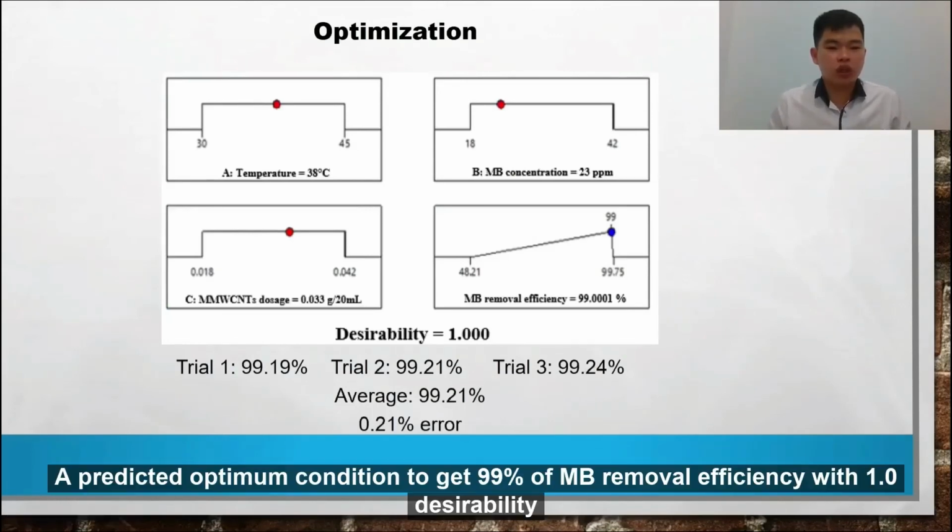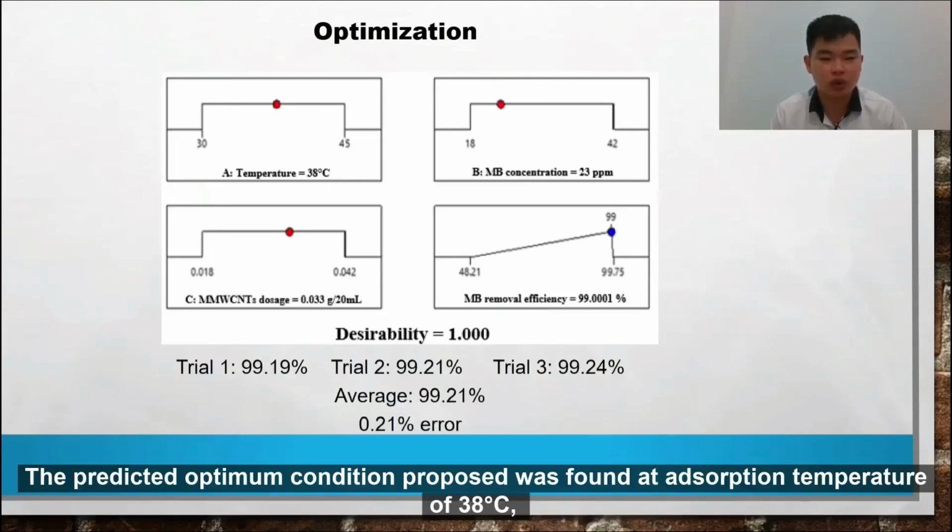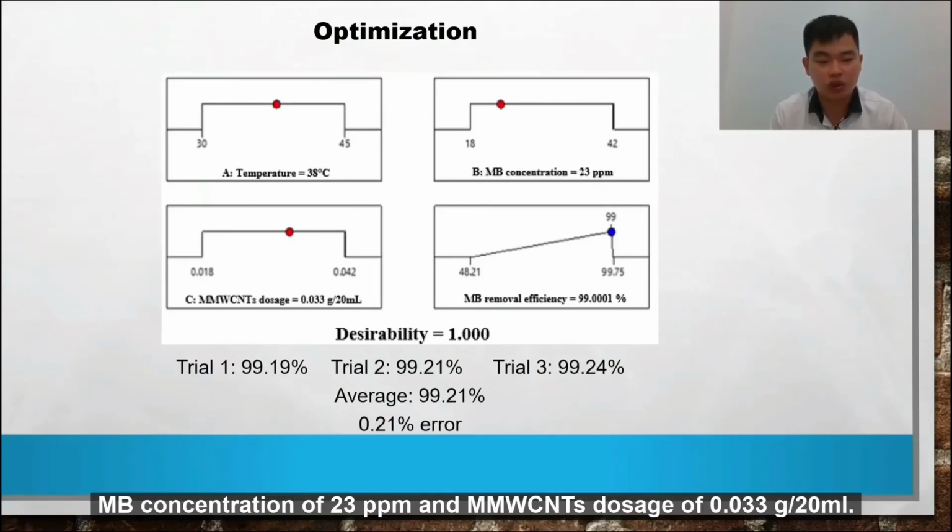A predicted optimum condition to get 99% methylene blue removal efficiency with 1.0 desirability was proposed by using the Design Expert software as shown in the figure. The predicted optimum condition was found at an adsorption temperature of 38 degrees Celsius, methylene blue concentration of 23 ppm, and magnetic multi-wall carbon nanotube dosage of 0.033 gram per 20 ml.